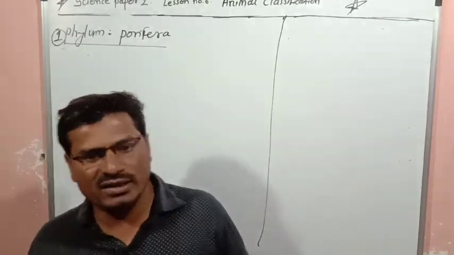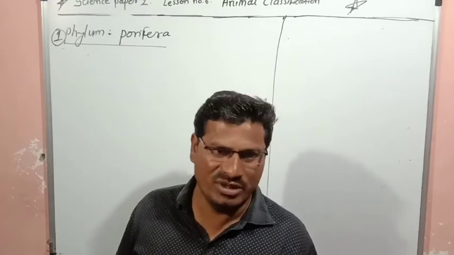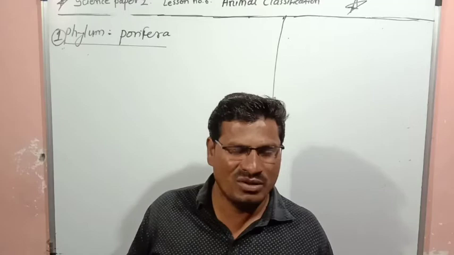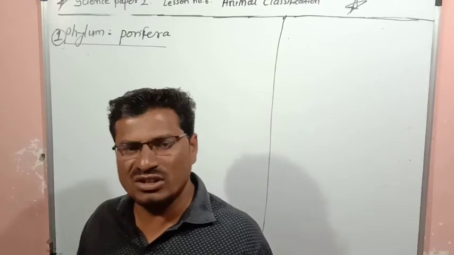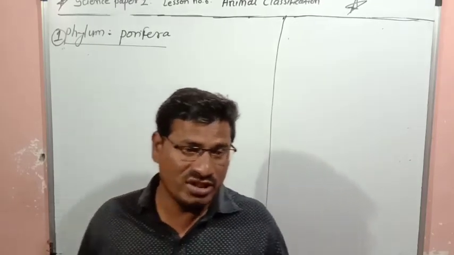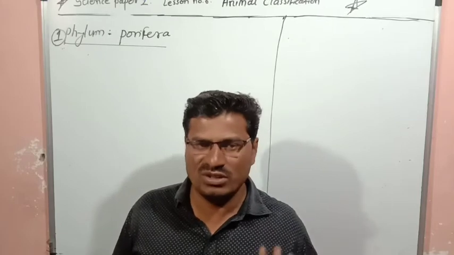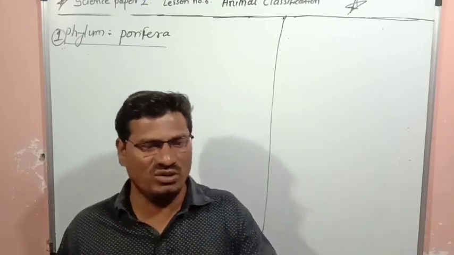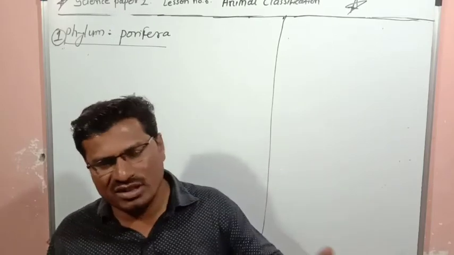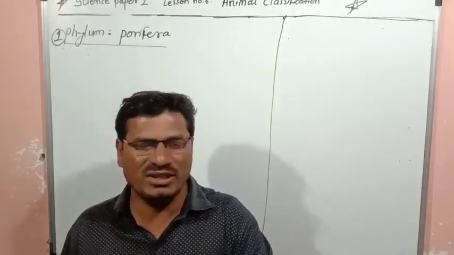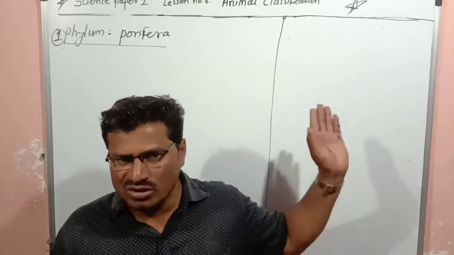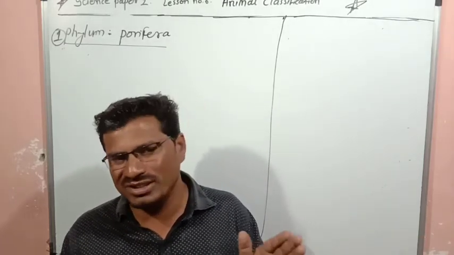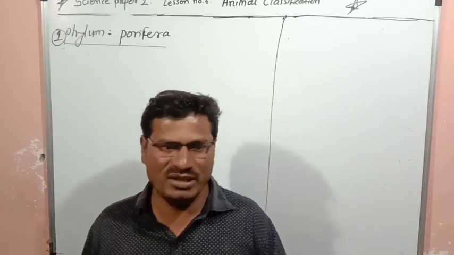Then the third character is that these are aquatic animals. Most are marine water animals, and a few are freshwater dwellers. Mostly they are found in sea water, and fewer are found in fresh water. The fourth point is that their body is asymmetrical.